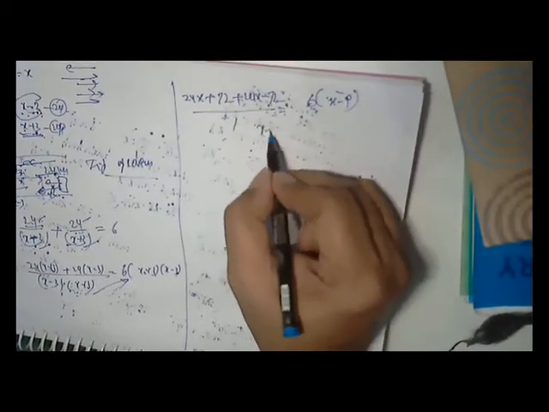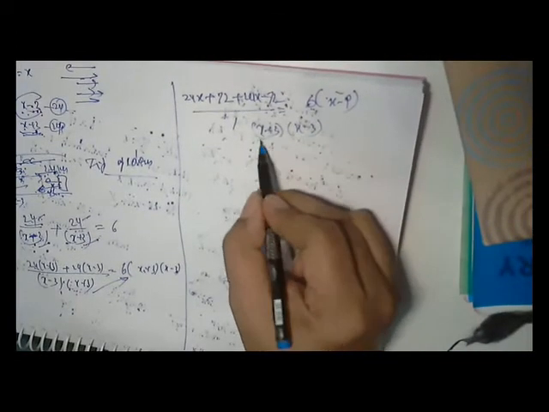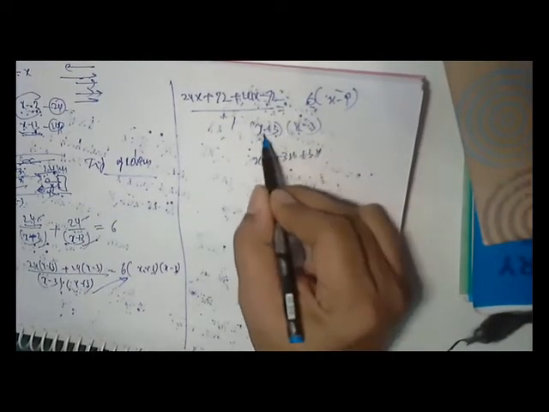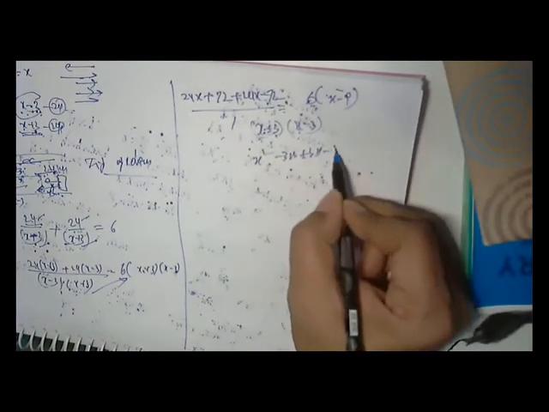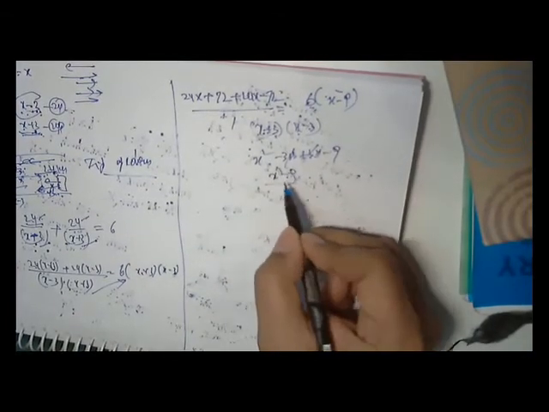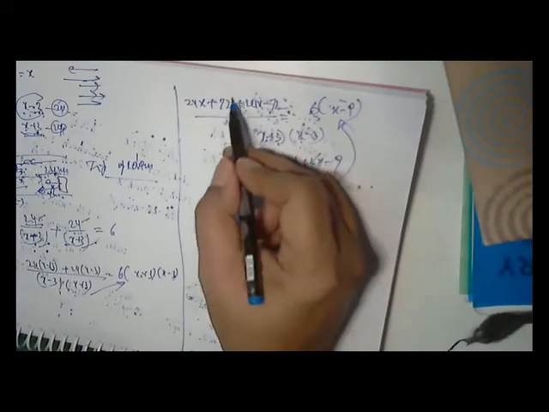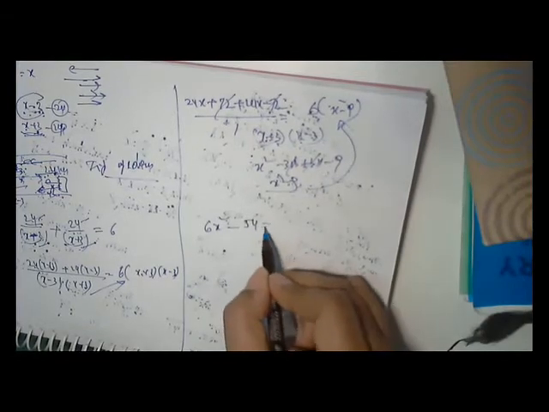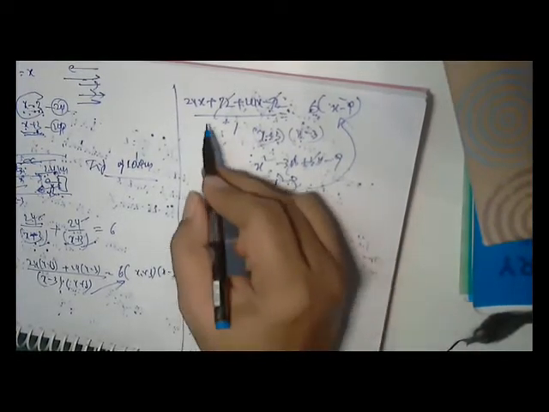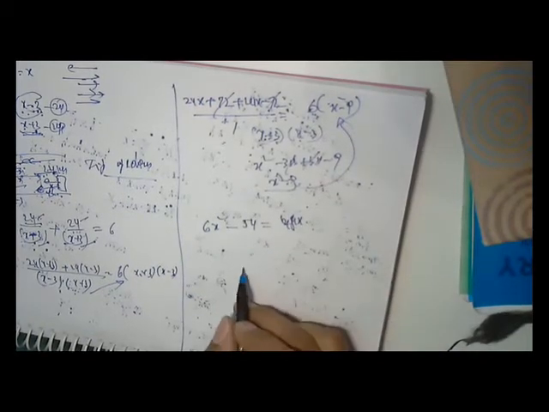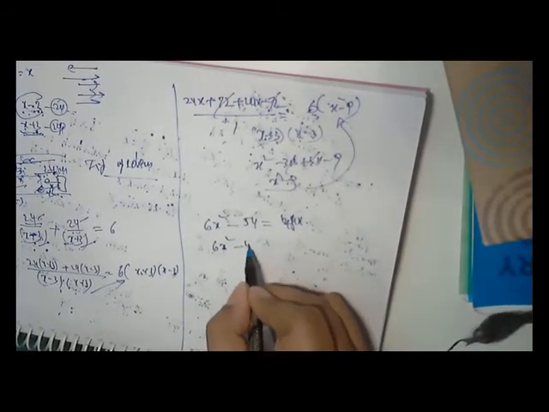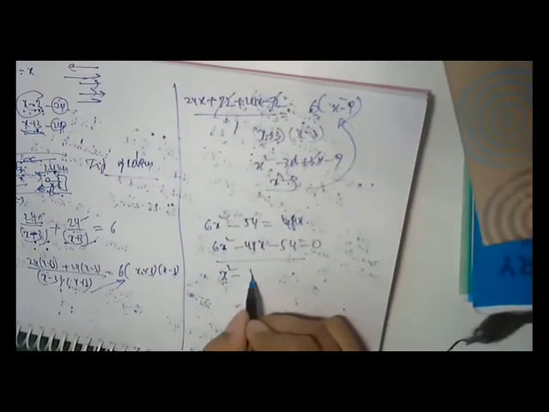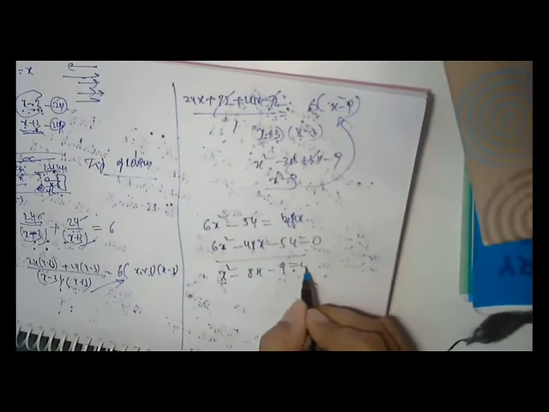Otherwise we can do it also: x plus 3 into x minus 3, x into x is x square, minus 3x plus 3x, minus 3 into 3 is minus 9. So this is cancelled. When we simplify, this gets cancelled. So 6x square minus 6 nines are 54 is equal to 24x plus 24x, 48x. It comes this way: 6x square minus 48x minus 54, and 6 is common in this. So x square minus 8x minus 9 is equal to 0.